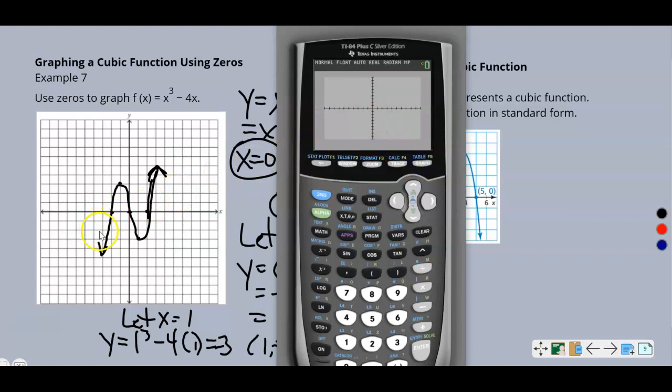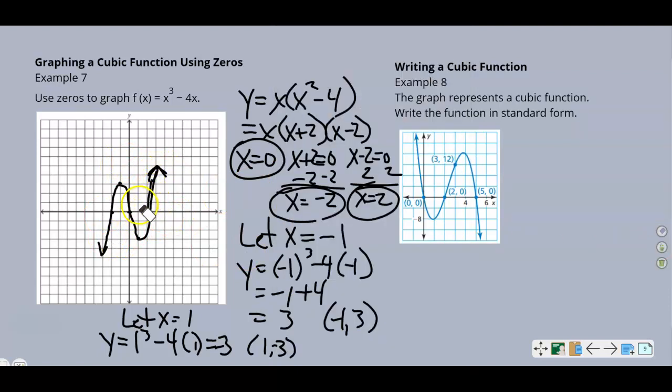And this is what my sketch is supposed to look like. So it's supposed to go up, down, up again. So it's got that smooth curve. Mine is not smooth at all. So that's why I wanted to show you on the calculator.